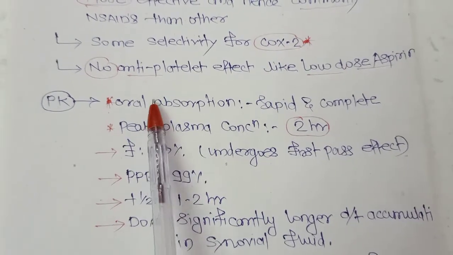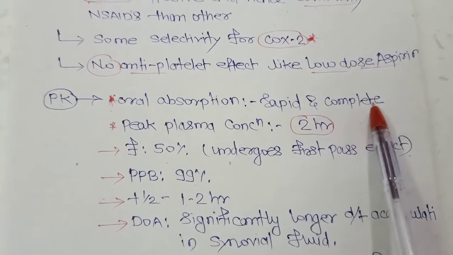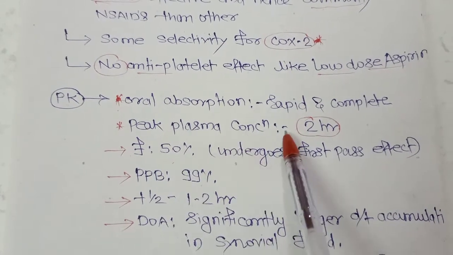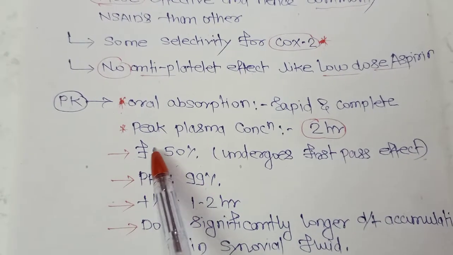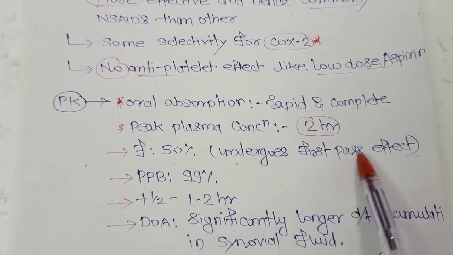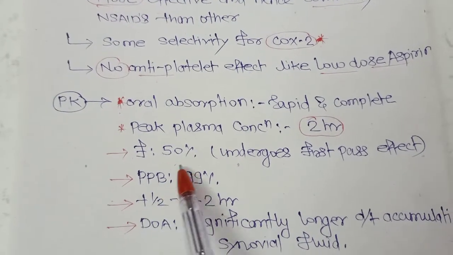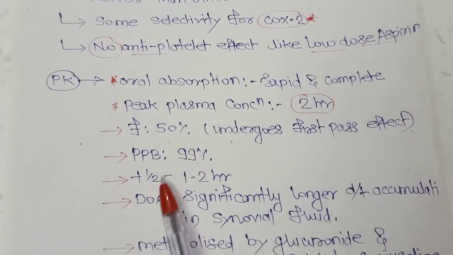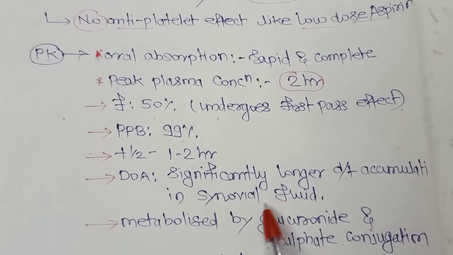Now the pharmacokinetic properties. When given orally, absorption is rapid and complete, and peak plasma concentration is achieved in 2 hours. Oral bioavailability is just 50% because it undergoes extensive first pass metabolism. Plasma protein binding is about 99%, but the half-life is just 1 to 2 hours. Duration of action is significantly longer due to accumulation in the synovial fluid.